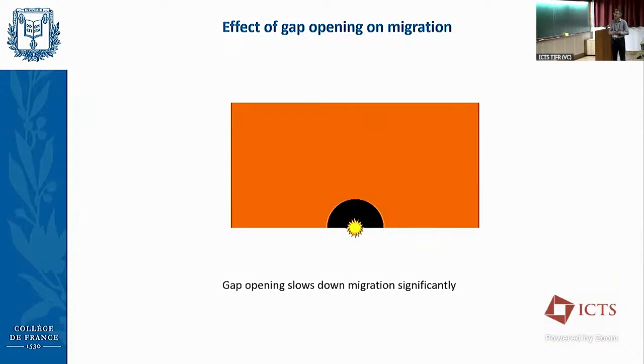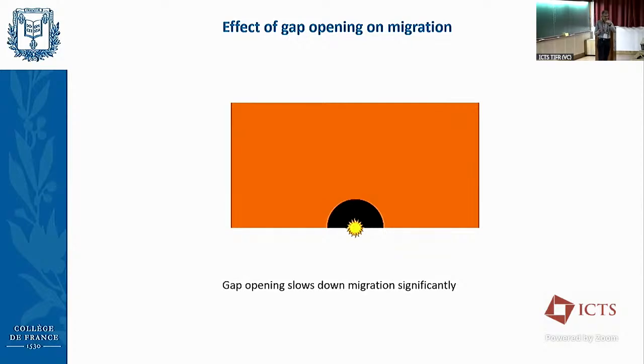The opening of a gap has a big effect on migration. And this is illustrated in this plot, in this movie. So it's a movie like the one before. So in the rotating frame, we see the planet that migrates. We project the distance as a function of time.